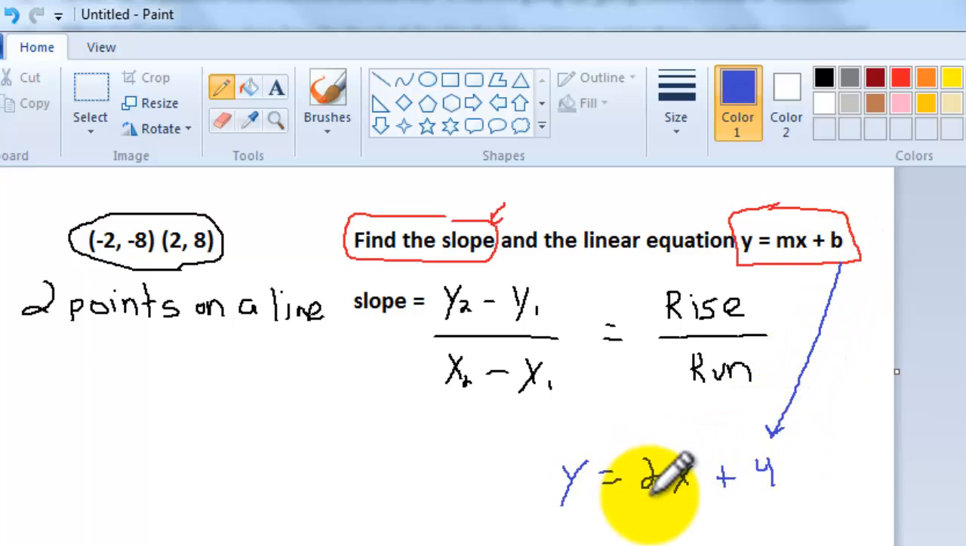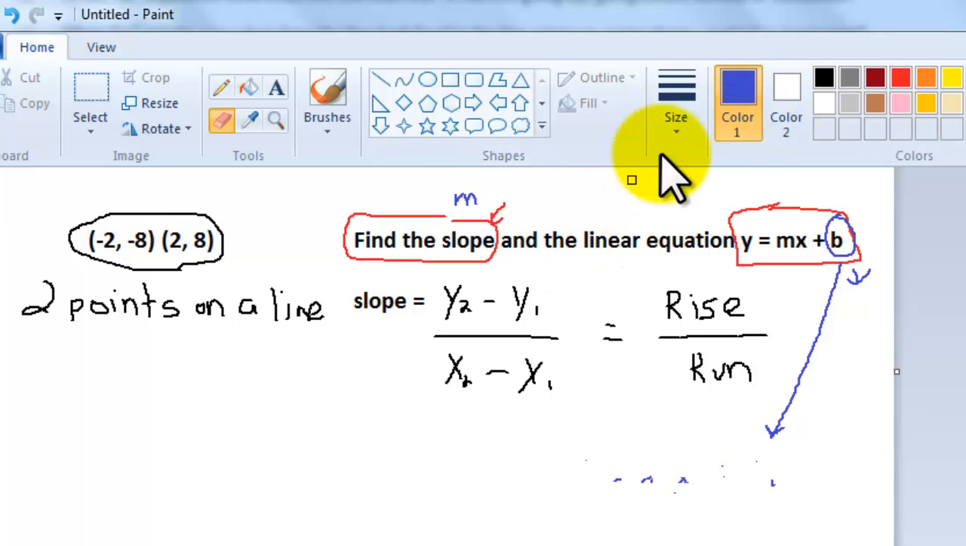Our equation has to look like this. But it can't just be any numbers that we put in for m and b. It has to be numbers that are related to the line. And these are points on the line. So these points give us enough information that we can find m, which is the slope, and we can find b, which is the y-intercept, as we have talked about a few times now. B is the y-intercept, which means it's the point on the line that crosses the y-axis.